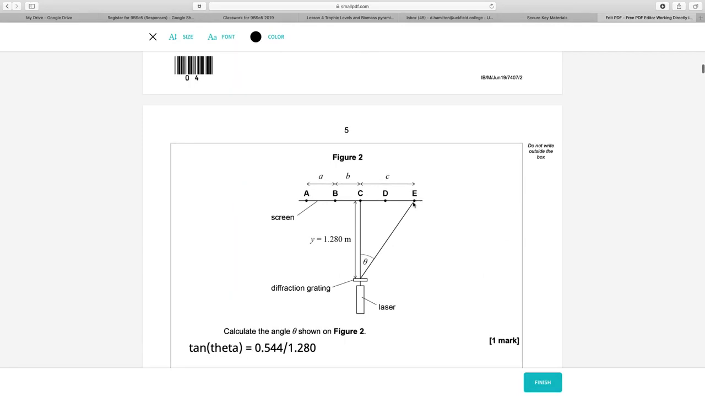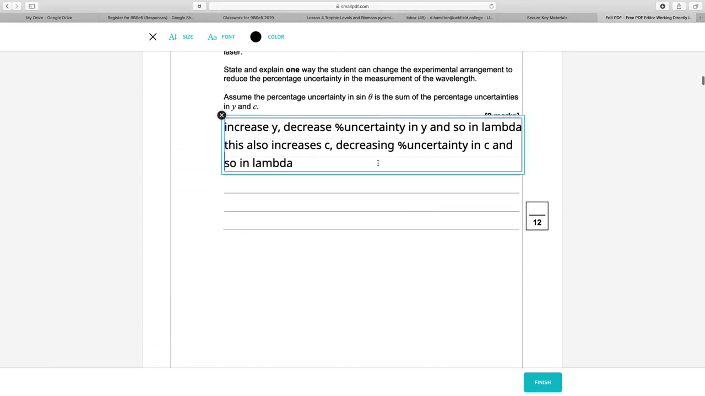Rather than using E, use F or G if you can. We'll find out later that the maximum order is 5. So you could go 1, 2, 3, 4, 5. And, of course, by doing that, whilst Y remains the same, C gets a lot bigger. So you could use a higher order spot, or you could measure the distance from A to E and then take an average, which would reduce your uncertainty in C. So there are things you can do, but by increasing Y, you will decrease the percentage uncertainty in Y, and also then in C, and that has those dual benefits.